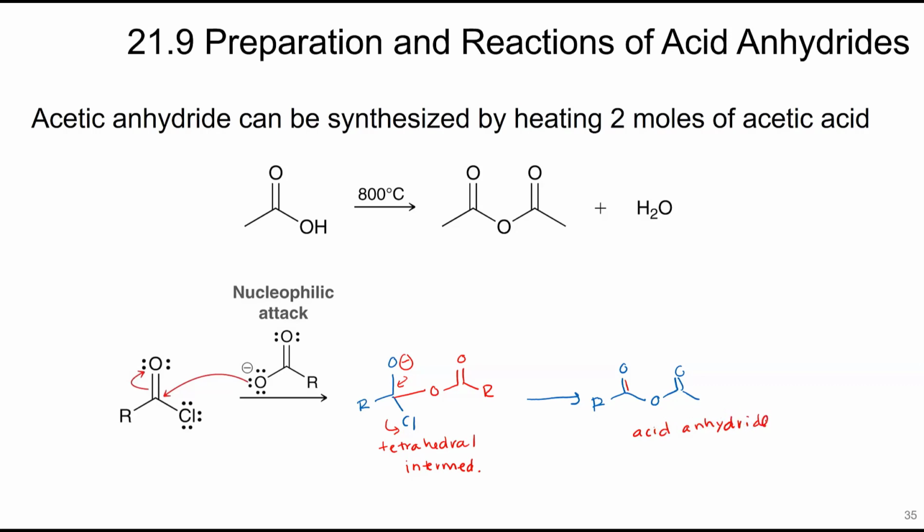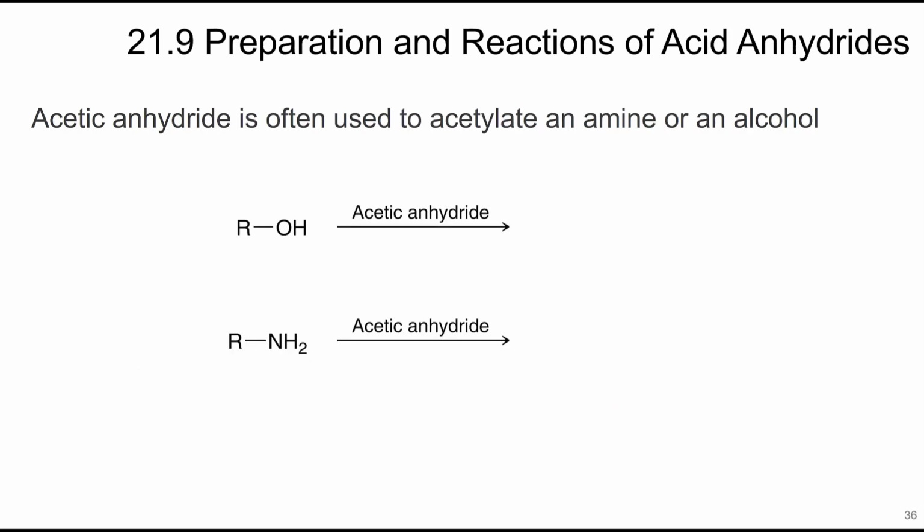These are slightly less reactive than the acid chlorides, but they're still very reactive. These are often used to acetylate an amine or an alcohol. So this is the acetic anhydride. It can be used to put this part of the molecule onto the alcohol. Or you can do that with the amine.